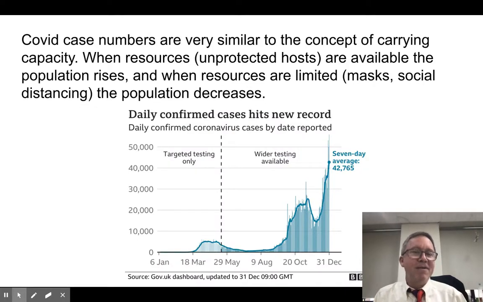Now let's talk about COVID. I mean, maybe it's already occurred to you as we're talking about this, like this kind of looks like COVID curves.